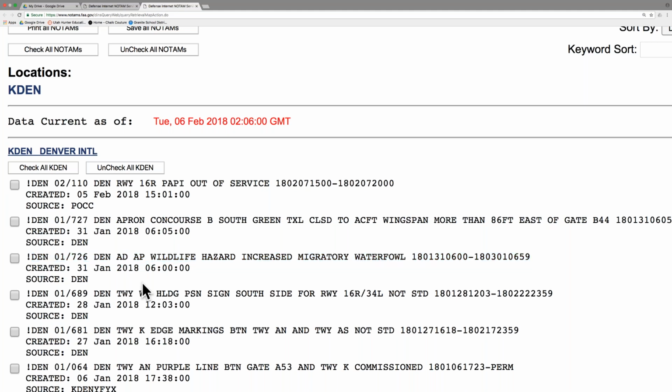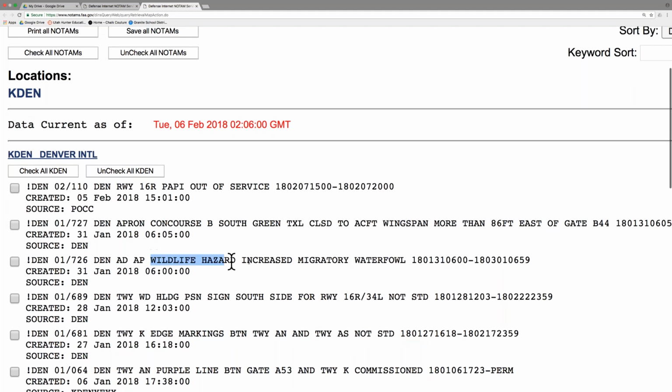What do you think AD means? This is another keyword. AD. Airworthiness directive. It's aerodrome, but I don't know what that stands for. Aerodrome. Winner, winner, chicken dinner. So aerodrome is airport. It's the airport. So this is just saying that there's a wildlife hazard, increased migratory waterfowl on the approach. So look out for birds when you're coming into the airport.